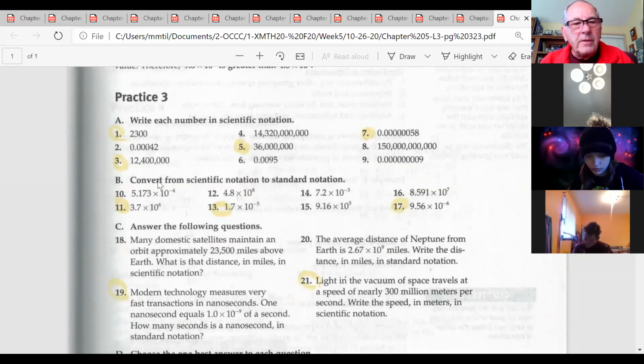Now, on 10 through 17, you're going the opposite way, right? You're going from scientific notation to standard notation. So it's just the opposite of what we did. Can we do one of those, maybe just to clarify what I mean by the opposite? Let's do number 11, okay? 3.7 times 10 to the 6.